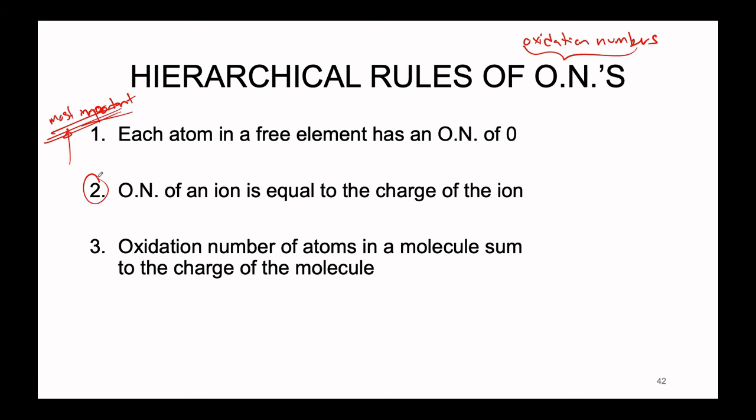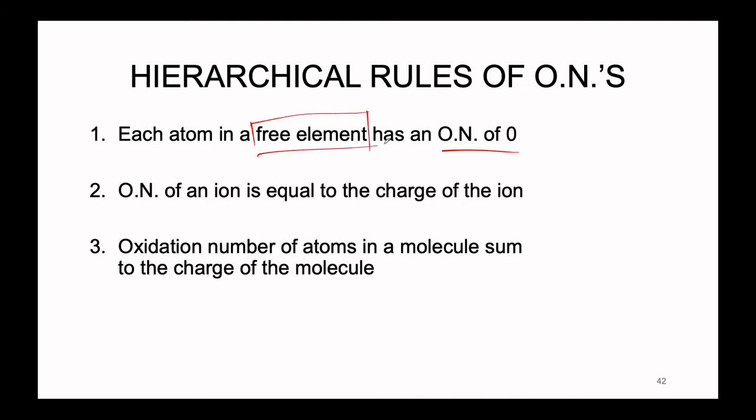All right, so let's break down each of these rules, give an example at least of what the rule is pertaining to and how they can be used to find the oxidation numbers on species. Rule number 1 states that each atom in a free element has an oxidation number of 0. So this rule is pretty straightforward, and in order to assign an oxidation number of 0, we must identify what it means to be a free element.